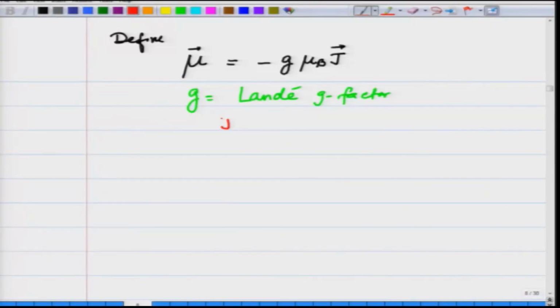Remember, it was 1 for orbital angular momentum and it is 2 for spin angular momentum. So it is going to be something in between. What is J? J is equal to L plus S. So we will now get an expression for g. What is that effective Lande g factor that gives you the proportionality constant between the total angular momentum and the magnetic moment, and we are obviously working under the LS coupling.